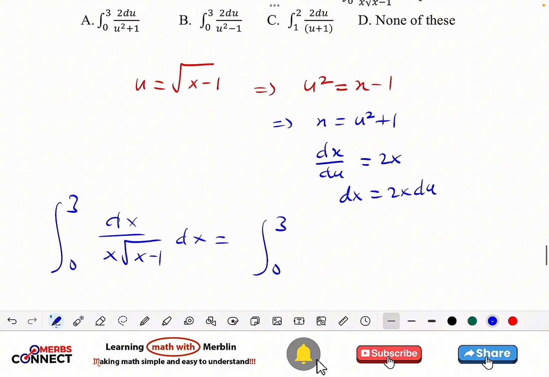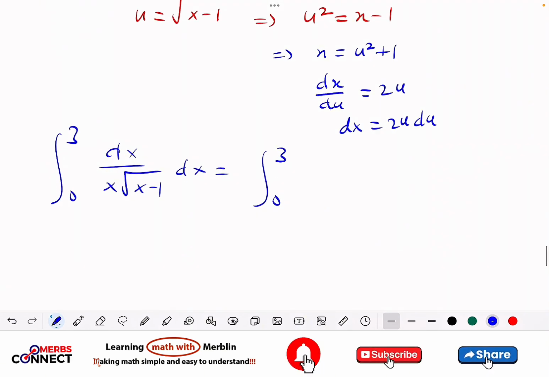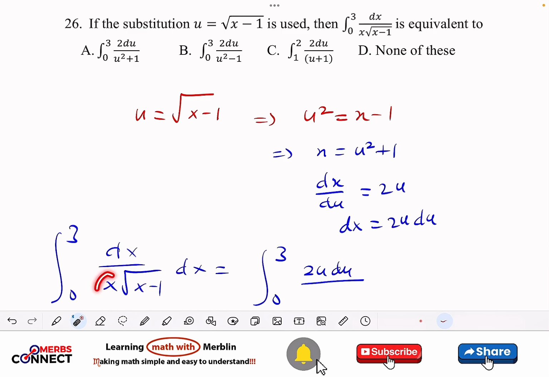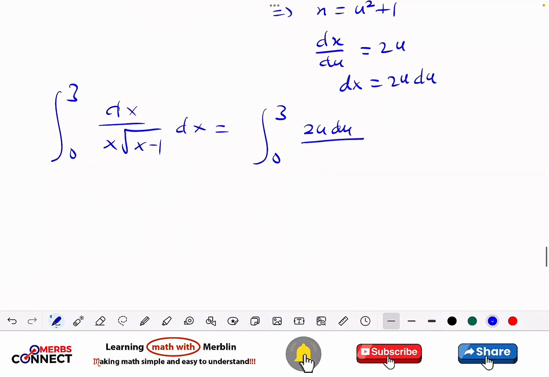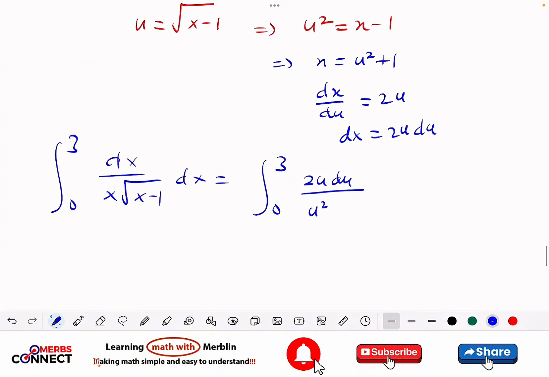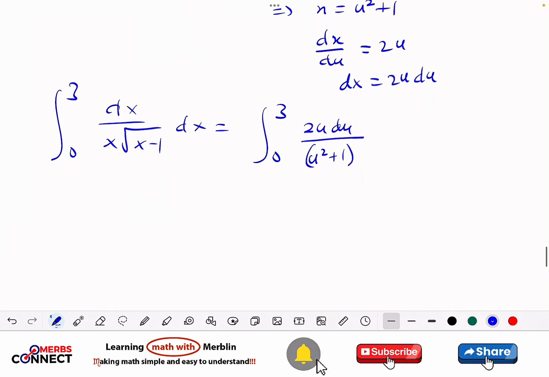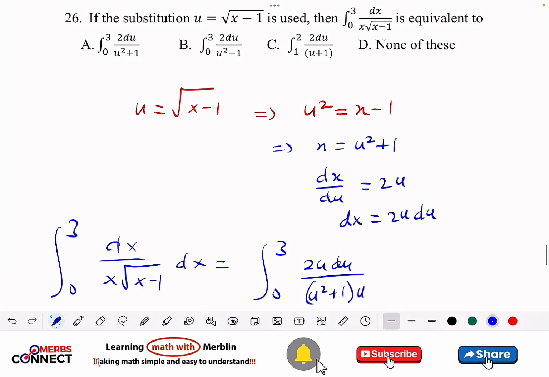Oh, this one's supposed to be u. So u. Good. So let's go. dx here is the same as 2u du divided by x. What is x? We know that x here is the same as this. So I'm going to have u squared plus 1 times this. This here is equal to u. So I'm going to have times u.